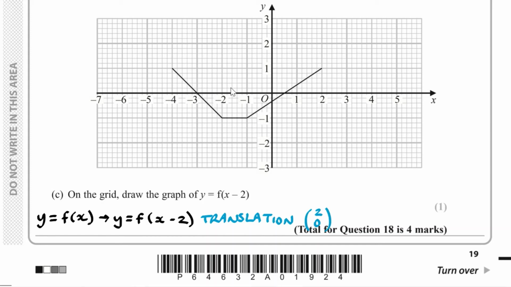And if I do that, well, this point, shift it 2 to the right, and then this point here, 2 to the right, and then we go 1 across, and then this point is going to end up over here. So here is the graph of y equals f of x minus 2.